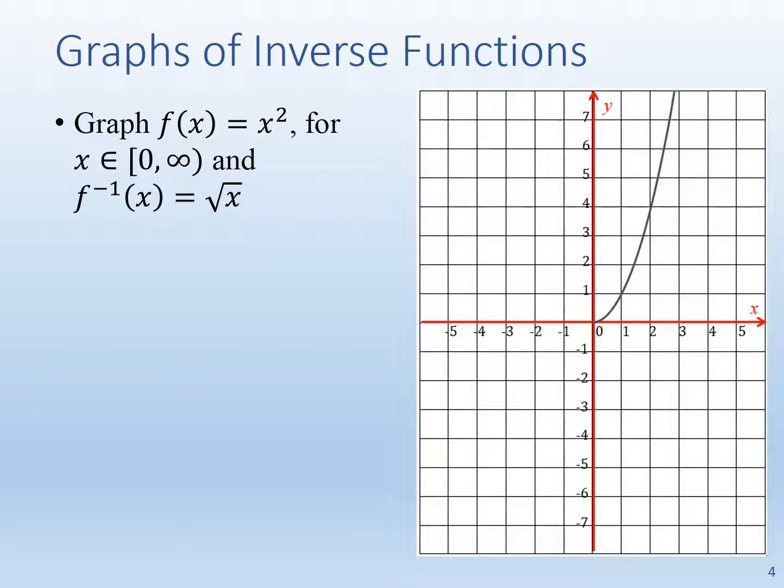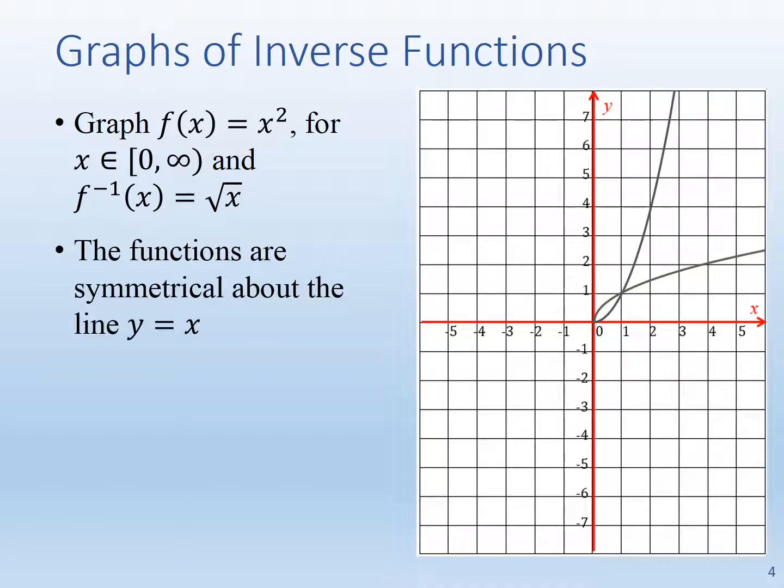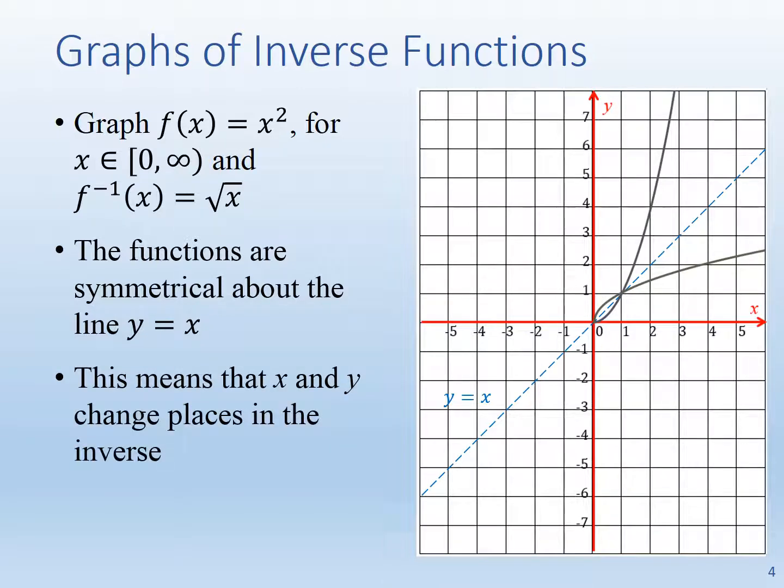Graphing those two functions, we'll start with y equals x squared, which we have done in previous videos. And now looking at the square root of x, then we can plot some points. The square root of 0 is 0, square root of 1 is 1, square root of 4 is 2. So there's another point there. We can join those points up into a smooth curve like that. You'll observe that those two are symmetrical. They're mirror images of one another about the line y equals x. This means that x and y change places in the two functions.